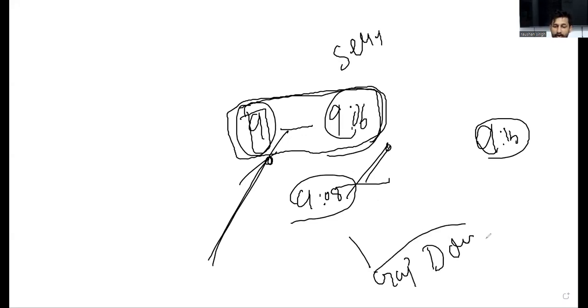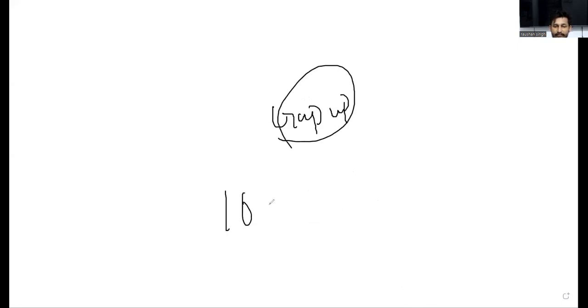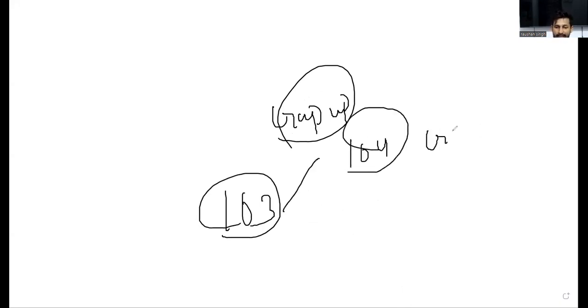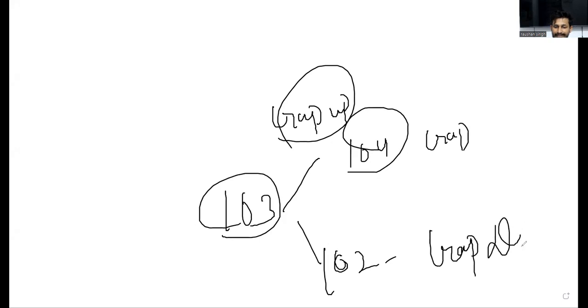Now, when I use the term gap up or gap down, I have already made a video on this. It is a long and lengthy process to understand. I'll share that video as well. See, gap up means if today any stock has closed at 103, and tomorrow it is opening above 103, let's say 104, it is known as gap up. If it is opening below 103, it is known as gap down.